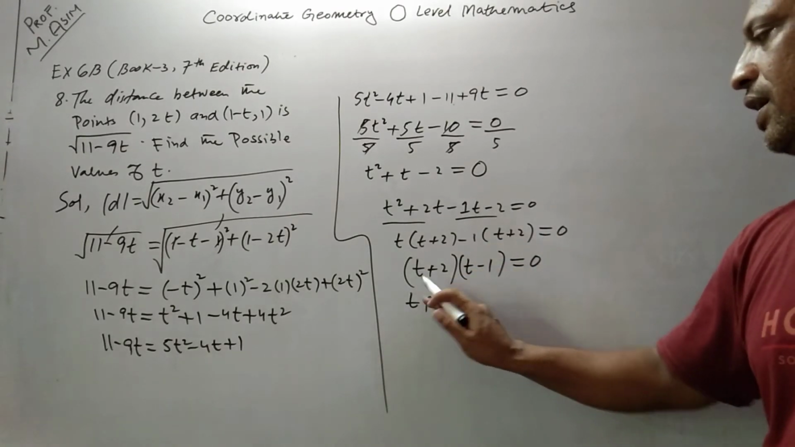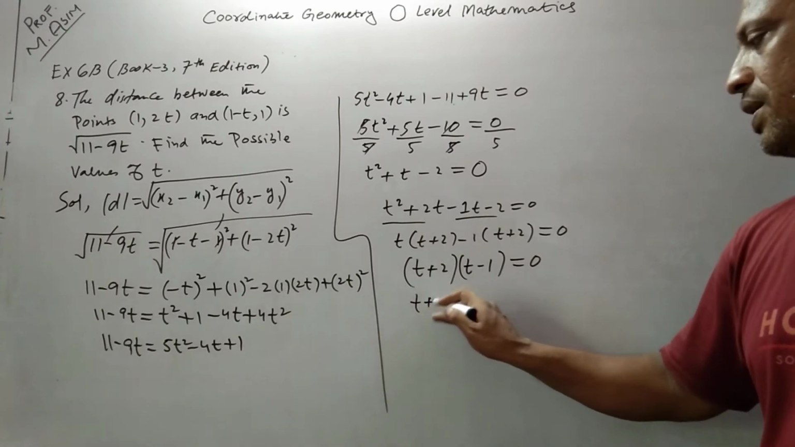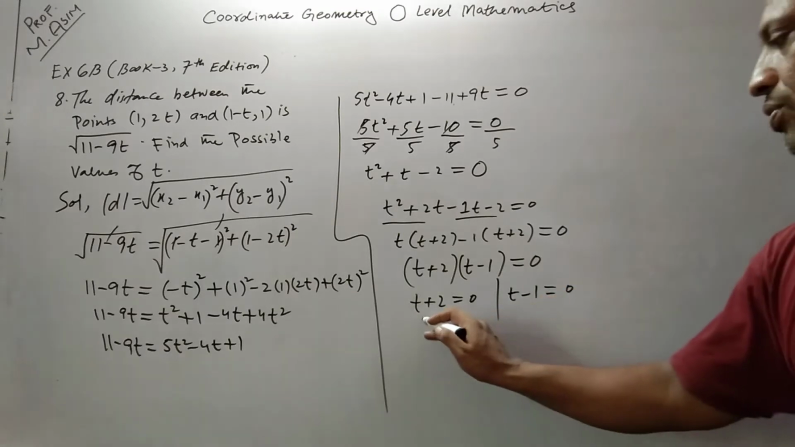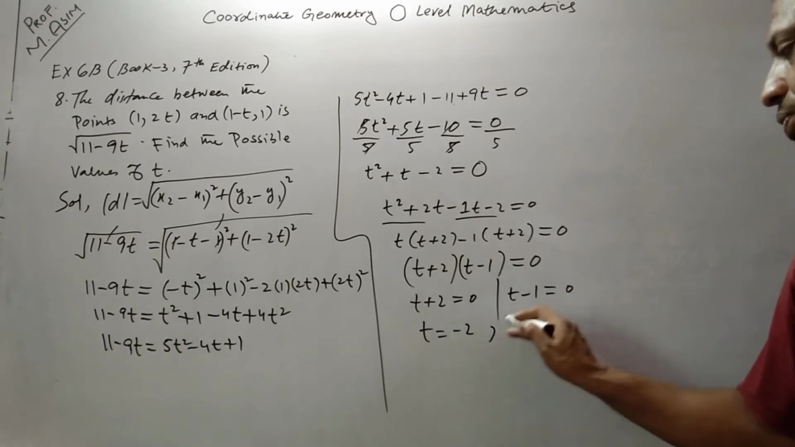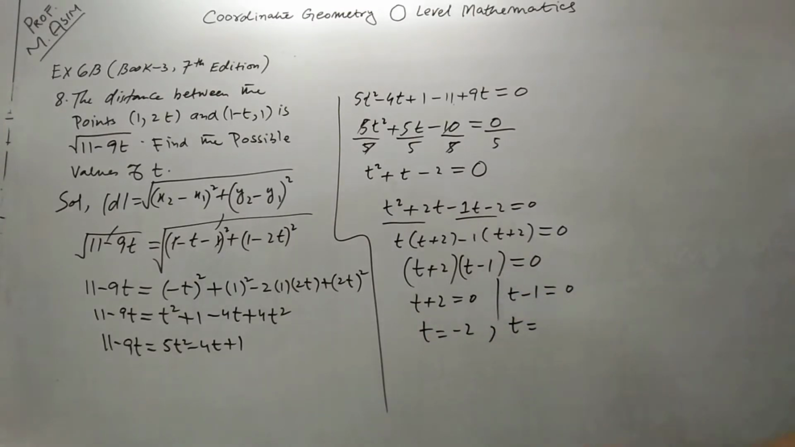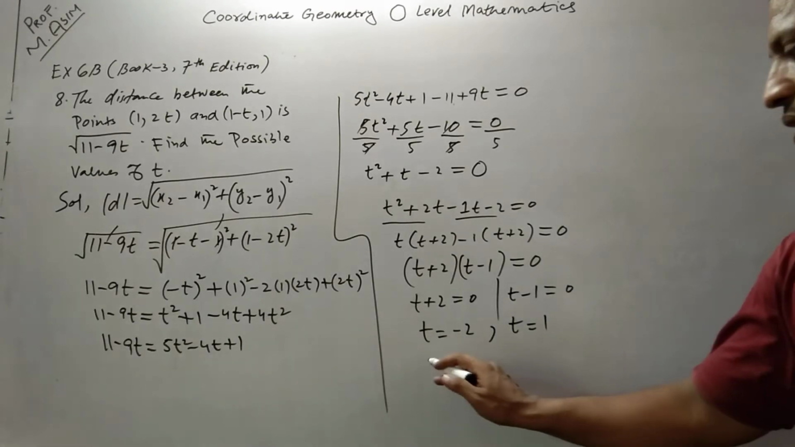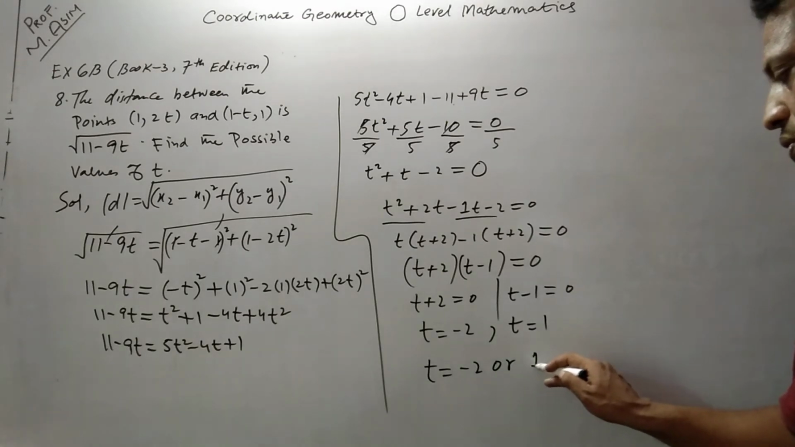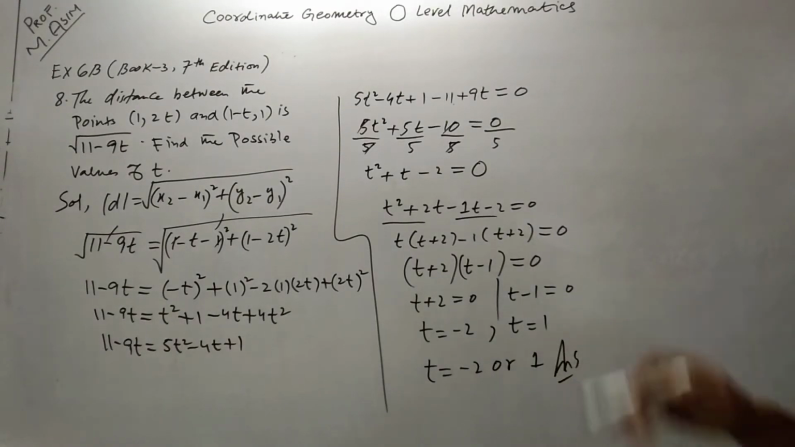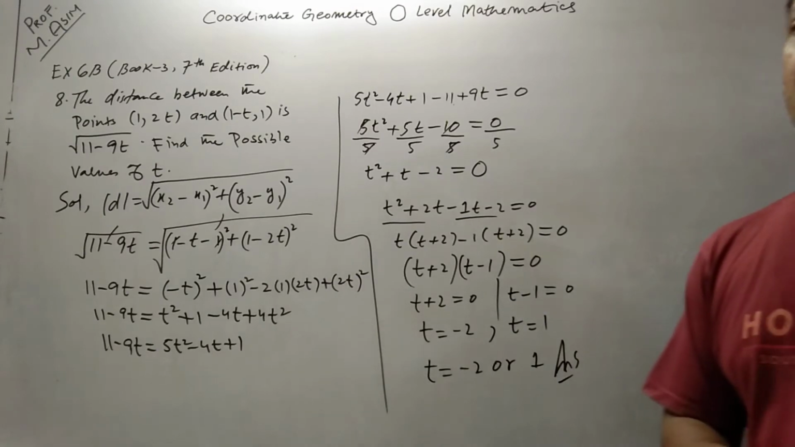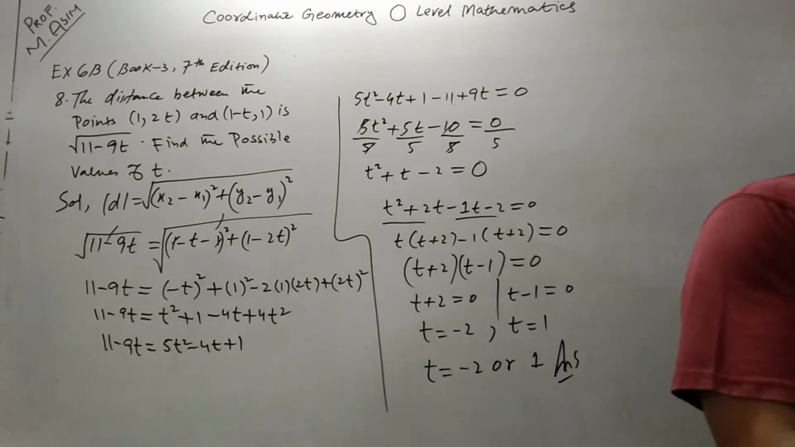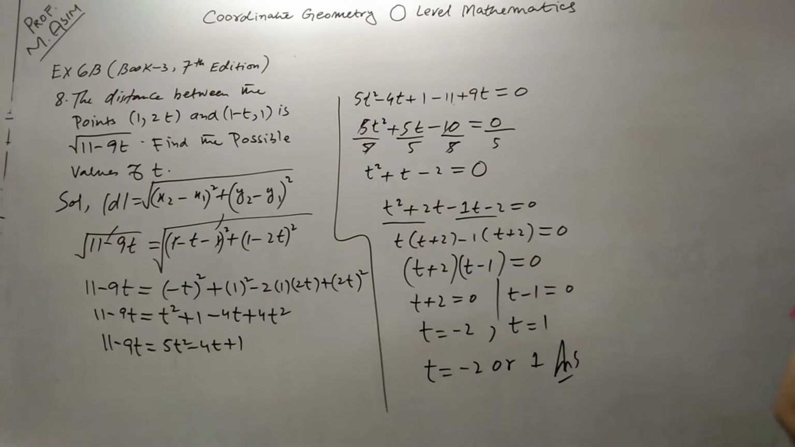This implies that t plus 2 is equals to 0 and t minus 1 is equals to 0. T is equals to minus 2 and t is equals to minus 1 move to this side plus 1. Hence, our answer is t is equals to minus 2 or 1. I hope you understand this question, by applying the distance formula to solve this value. See next question. What is the next question? It is question number 9.